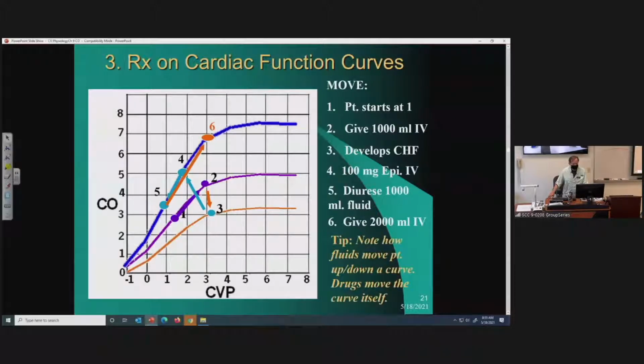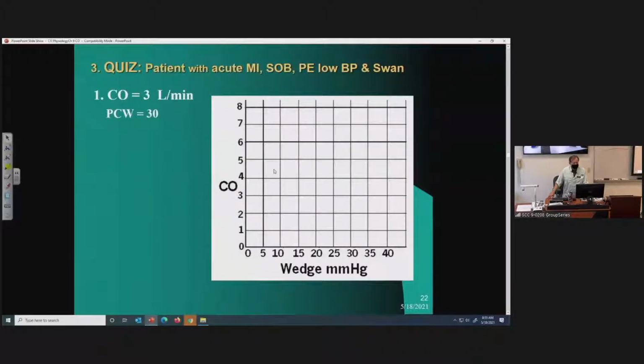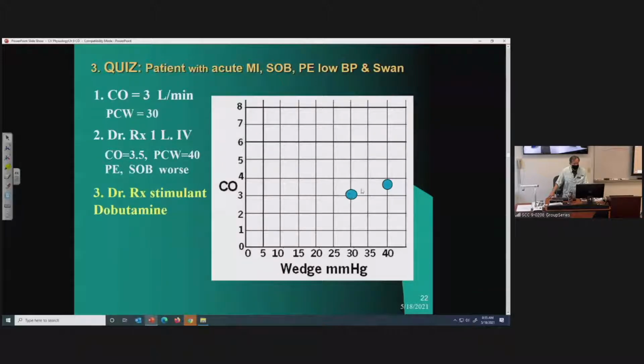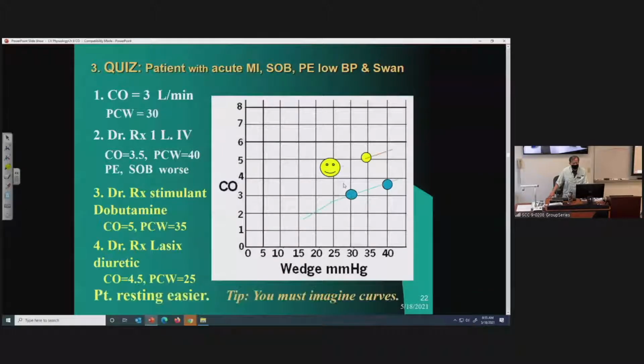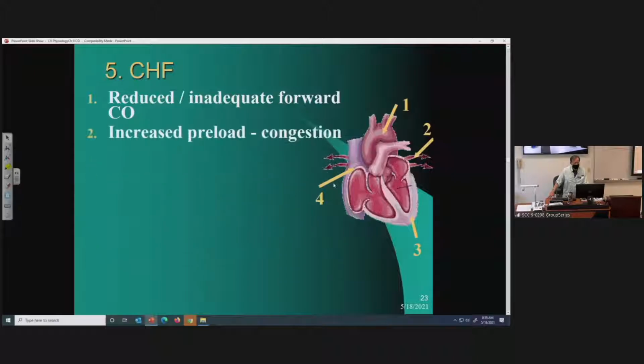Okay, anyway. So there's a quiz. Cardiac output's 3 liters, wedge is 30. We already kind of got this, so I'm going to skip past it. There's a lot of other stuff. We're going to talk about heart failure, and that's reduced forward flow.